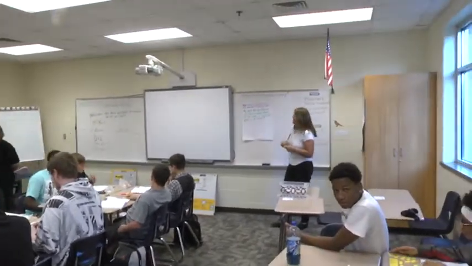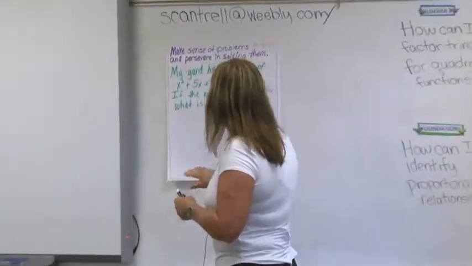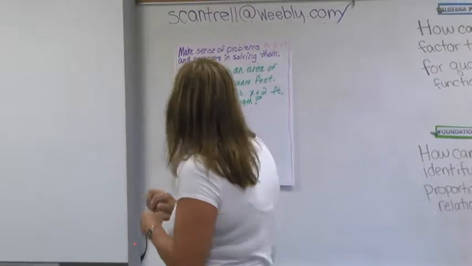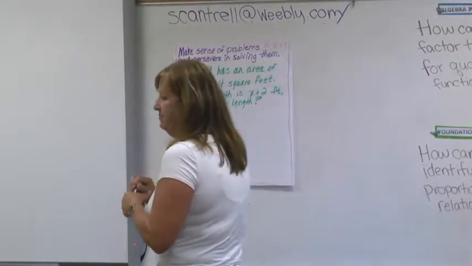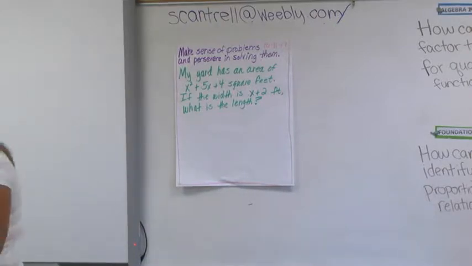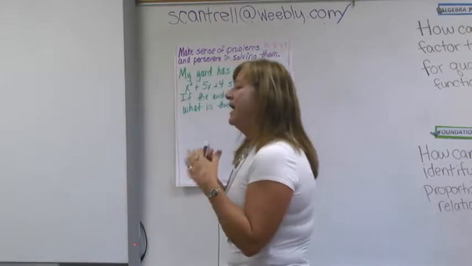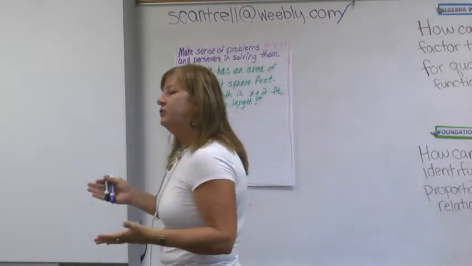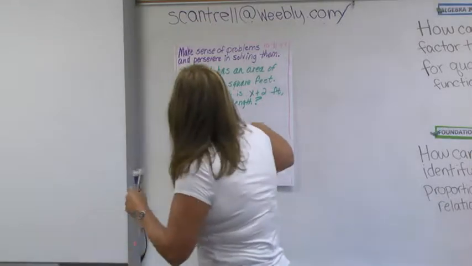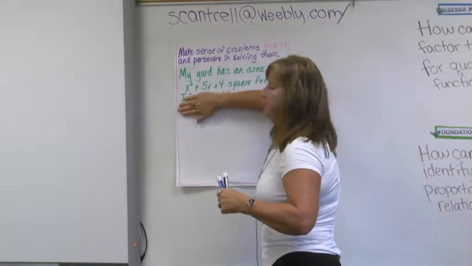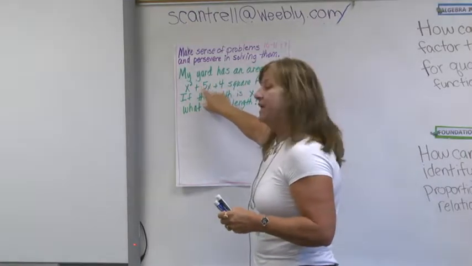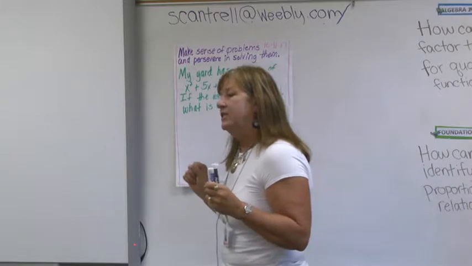My yard has an area of x squared plus 5x plus 4 square feet. If the width is x plus 2 feet, what is the length? All right? So the first thing we're going to do is build the area. When we're using algebra tiles, in this situation, what is the first thing we know about this problem? They're all positive. So we're going to get this area, and I want you to try to build.